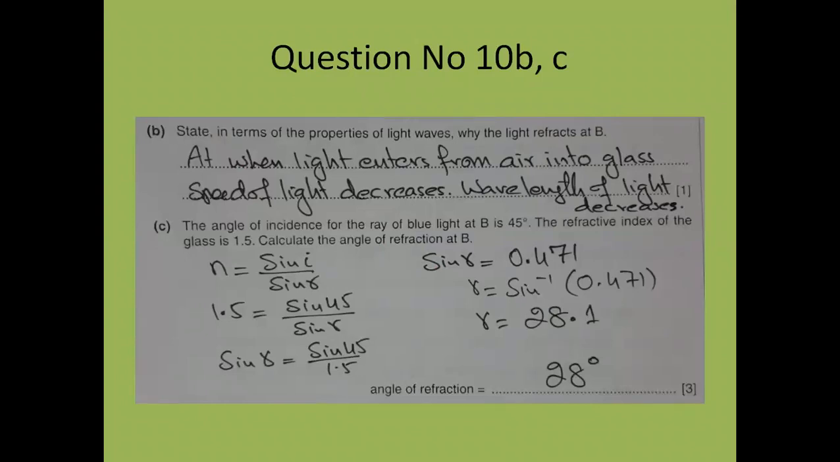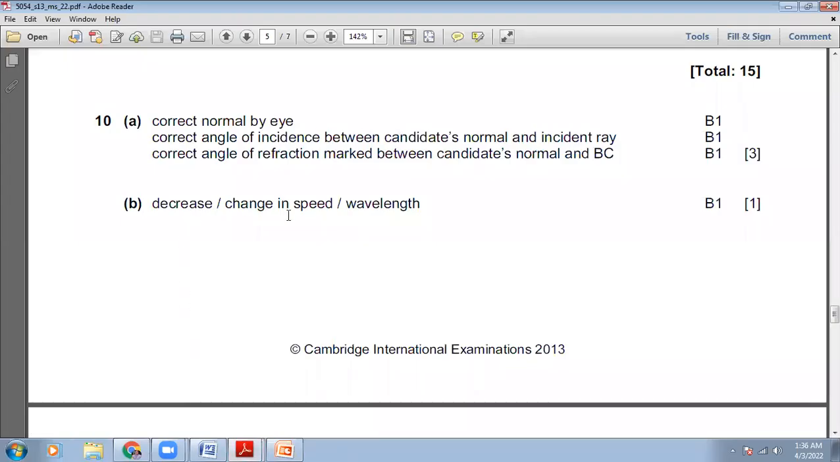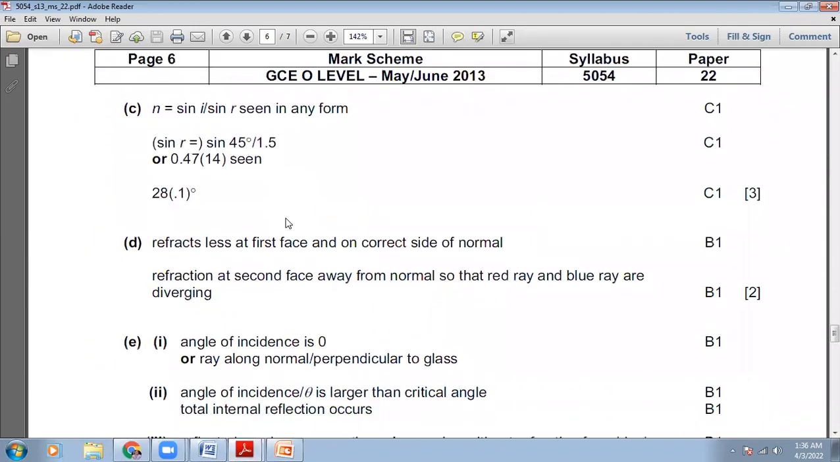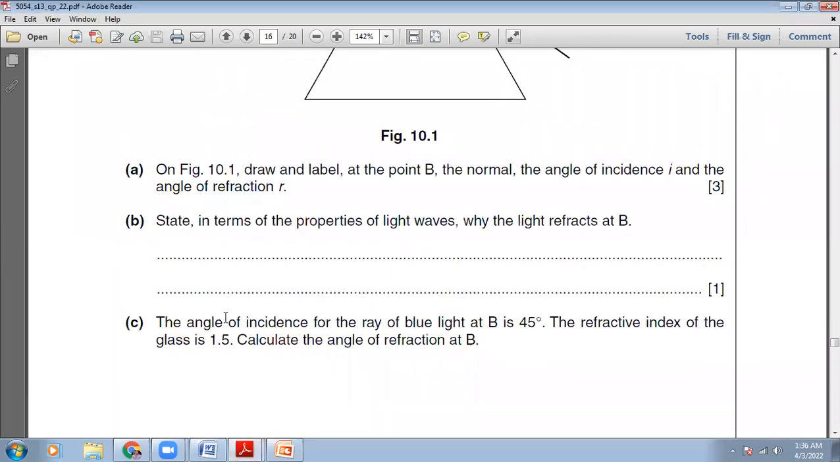At B, when light enters from air into glass, speed of light decreases, wavelength of the light decreases. That's why the light will bend, and we say the refraction has taken place. Okay, decrease change in speed and wavelength. Okay, so our answer is right. Okay, so move to the next question.